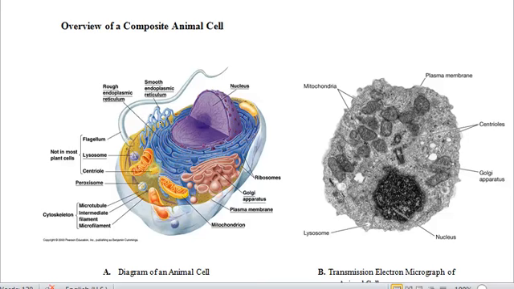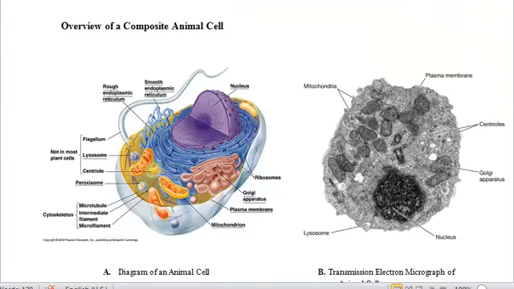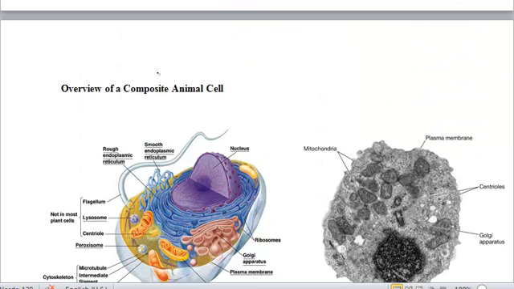So I've provided you with here just two pictures that are the overview of a composite animal cell and a composite plant cell. We've chosen the word composite instead of typical because it's taking all the key parts that you might find in various animal cells. There really is no such thing as a typical cell. They just vary too much.